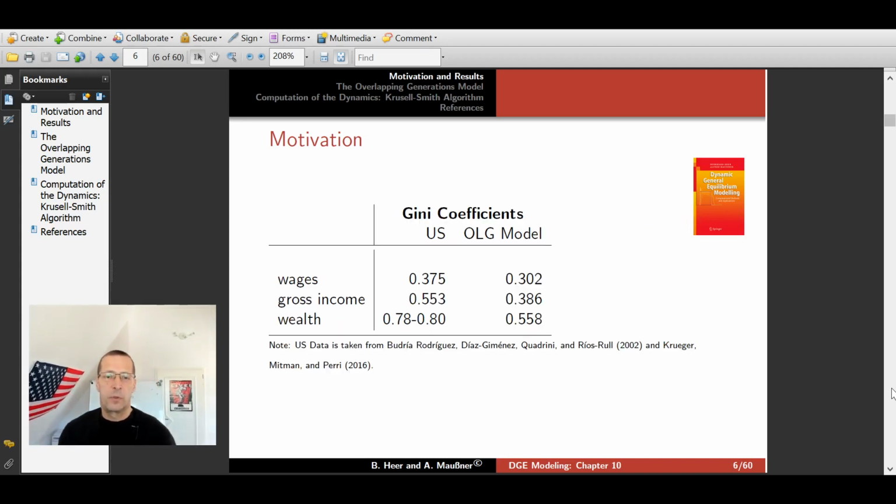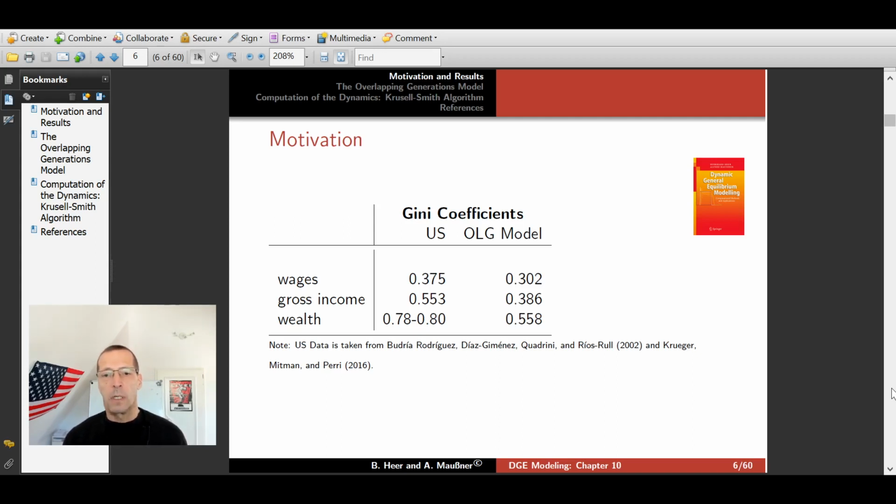Now, let me present to you the income and wage inequality in the United States. Wages have a Gini coefficient of 0.375. This data is taken from a paper by Budría Rodríguez, Díaz-Giménez, Quadrini, and Ríos-Rull, and by Krüger, Mitman, and Perri. Income is much more highly concentrated than wages, so the Gini goes up from 0.37 to 0.55. Remember that the Gini lies between 0 and 1. If it's 0, we have complete equality: all agents have the same wage or the same income. And if the Gini coefficient is equal to 1, one individual owns everything. As you notice, the Gini coefficient of wealth is much higher than the Gini coefficient of income or wages in the United States, around 0.8.